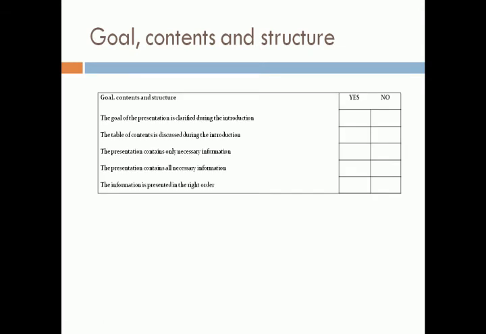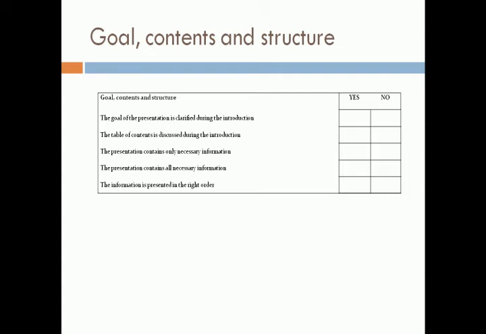Now let's have a look at the content-related requirements with respect to goal, contents, and structure. There are 5 in total. The goal of the presentation is clarified during the introduction, and the table of contents is discussed during the introduction. Those are the first 2. In the introduction you need to say what the presentation is about, what you would like to achieve. Just talking about the business plan is in this case not really the goal. The goal of the presentation is to convince the jury that your plan is a good one. And the table of contents should be discussed as well so that people get an idea of what's coming and in what order.